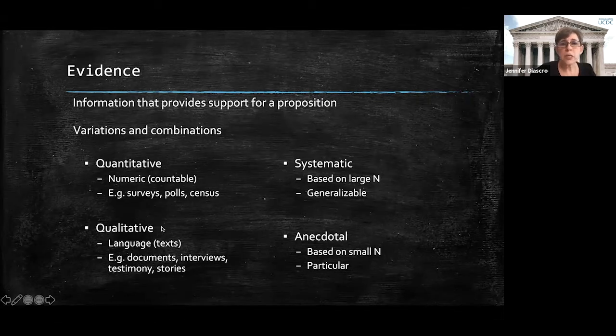Qualitative information is extremely important too, and if this is numeric, then we talk about language, right? So this comes in the form of texts, documents, primary and secondary sources, interviews with people, legislative testimony, stories that people tell, all kinds of language text. The Constitution is a text, right? It's qualitative information, not quantitative information.